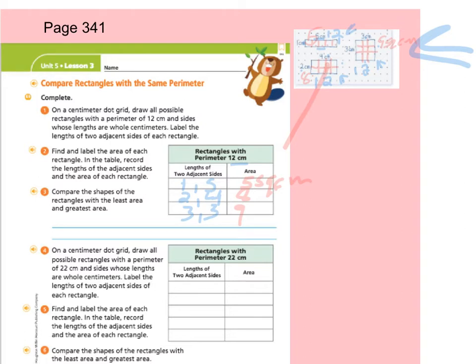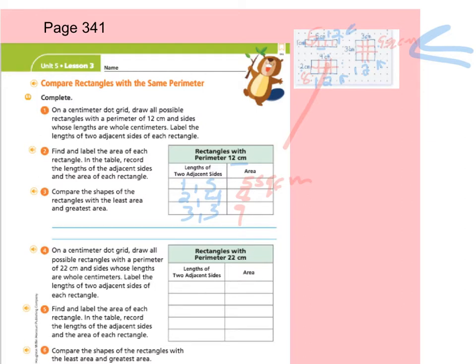Think of even your house, some of the rooms that you have. The area of some of your biggest rooms is going to be where the adjacent sides are closer to being the same.